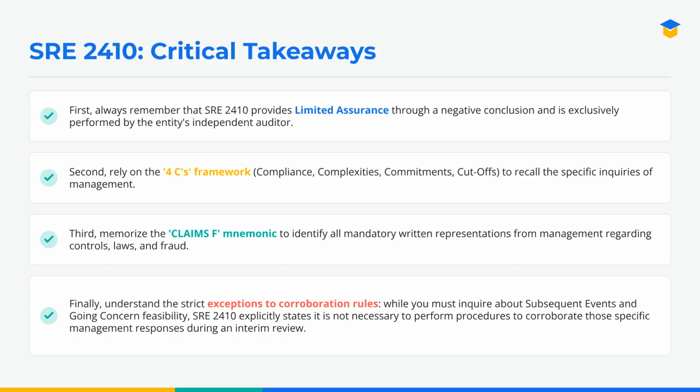Lastly, understand the strict exceptions to corroboration rules. You must inquire about subsequent events and going concern feasibility, but SRE 2410 explicitly states it is not necessary to perform procedures to corroborate those responses during an interim review.